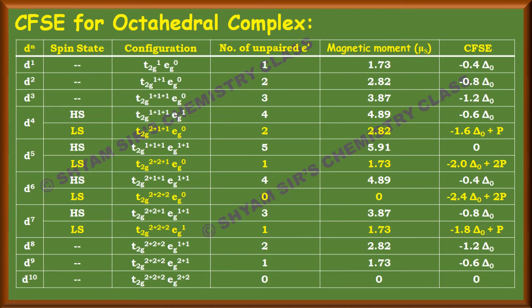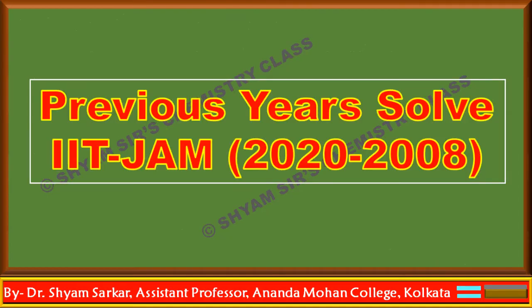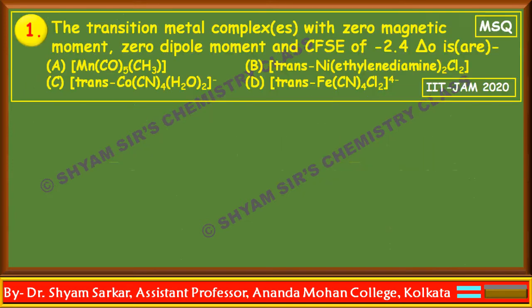Now I will go to the previous year solved for IIT-JAM, starting from 2020 to 2008 in reverse order. So let's see the first question. First question: the transition metal complexes with zero magnetic moment, zero dipole moment and CFSE of minus 2.4 delta O is or are.